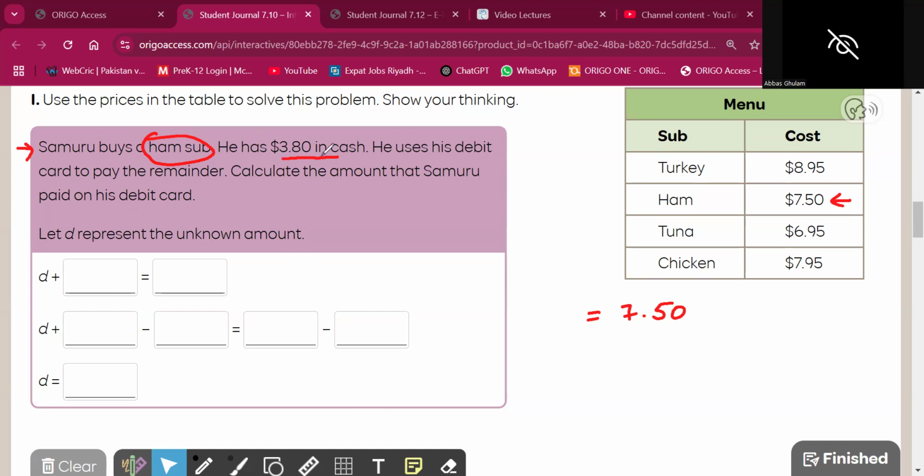Okay. He will pay in cash. When you are talking about paying, it means you are talking about minus. He also uses his debit card to pay the remaining amount. But we don't know how much he paid from the debit card. Calculate the amount Scenario paid by his debit card. So if we subtract 3.80 from 7.50, what will be the answer? It means that he is paying from the debit card. But our aim is not to write only minus. Our aim is to write the equation.